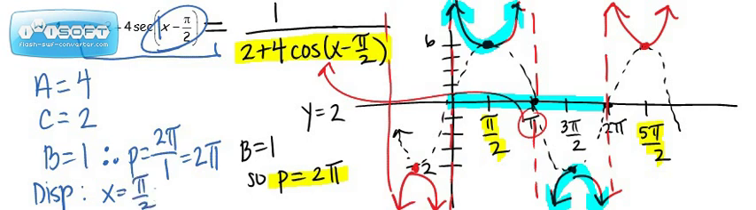And here you have the secant graph of 2 plus 4 times the secant of the quantity x minus pi over 2.